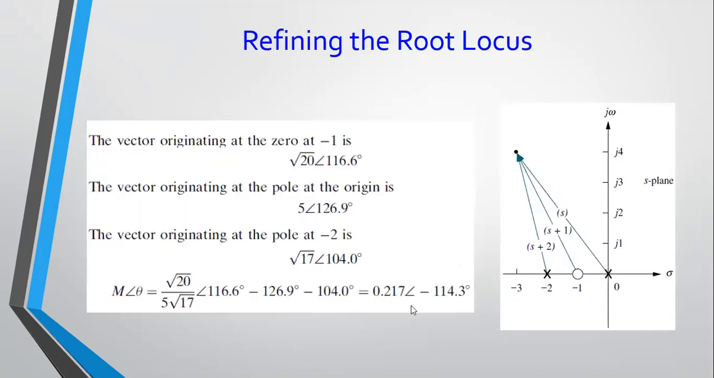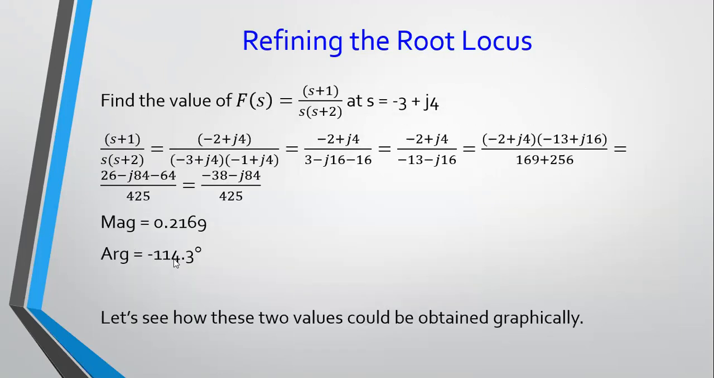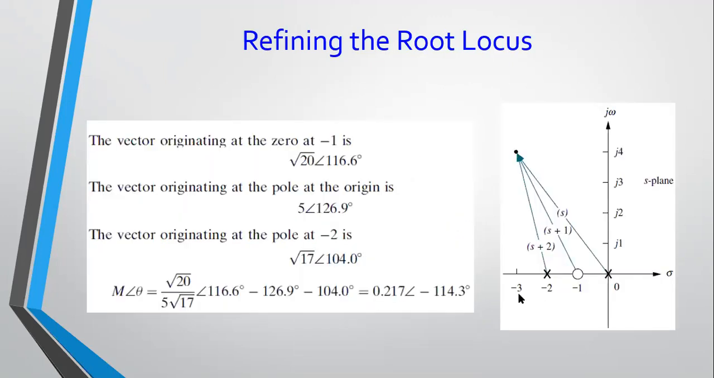Okay. Now similarly, if you want to find the angle, the argument this point creates in the function we're evaluating, you simply take the sum of angles, but bearing in mind that for the zero, since it's in the numerator, you contribute a positive angle, so 116.6 degrees is positive, and these two angles will be negative because they're poles in the denominator. If you now take the sum of these angles, you get the angle that you would get earlier, 114.3 degrees.